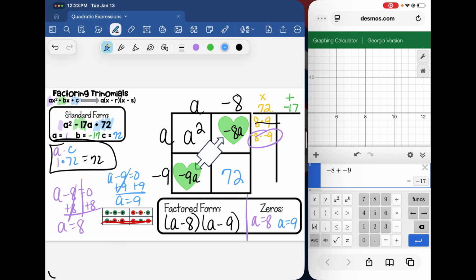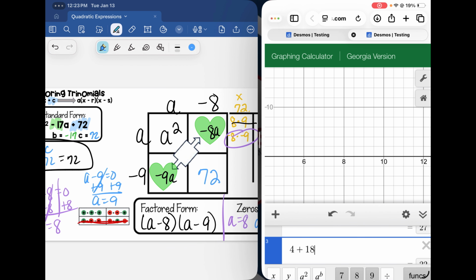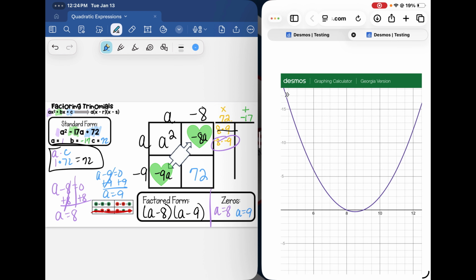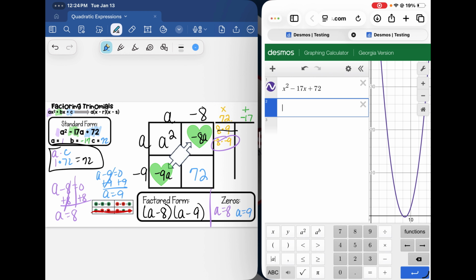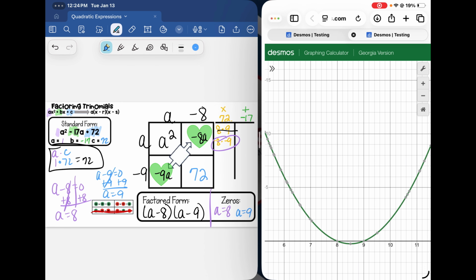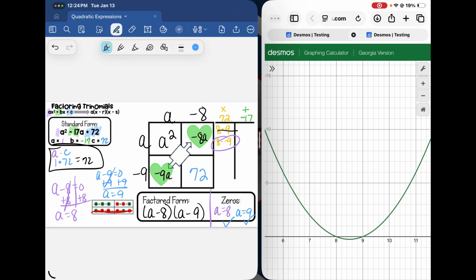So just like everything else, we're going to come over to Desmos and we are going to check our answers. All right, so this is my standard form that's in there, and I'm going to type my factored form to see if they match. x minus 8 times x minus 9. They match because they're right on top of each other, so let's see if our zeros are correct. Where does it touch the x-axis? At 9, so that one's right, and at 8, so that one's right.